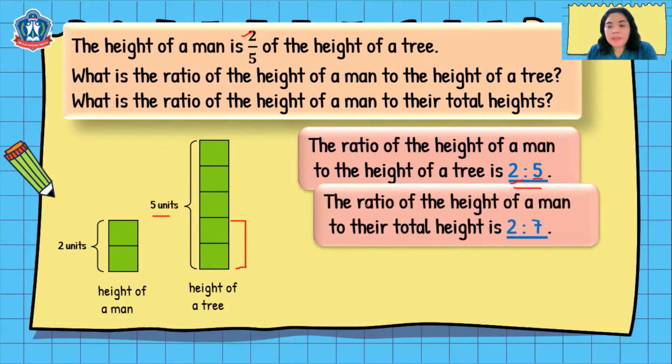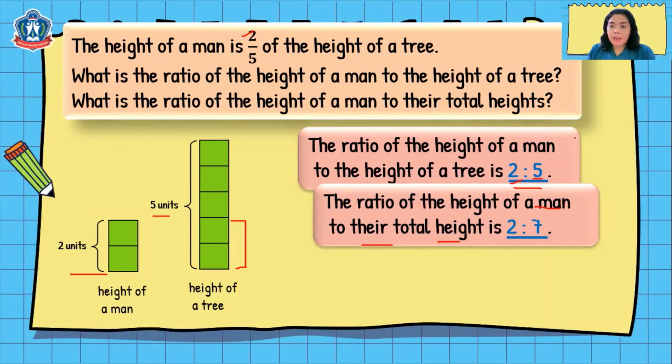Now, I have here another one. The ratio of the height of a man to their total height. Remember, height of a man to their total height. Why is the answer 2 to 7? Because the height of a man is 2. Then, to their total height, so we have 2 plus 5, that is 7. So, 2 to 7.